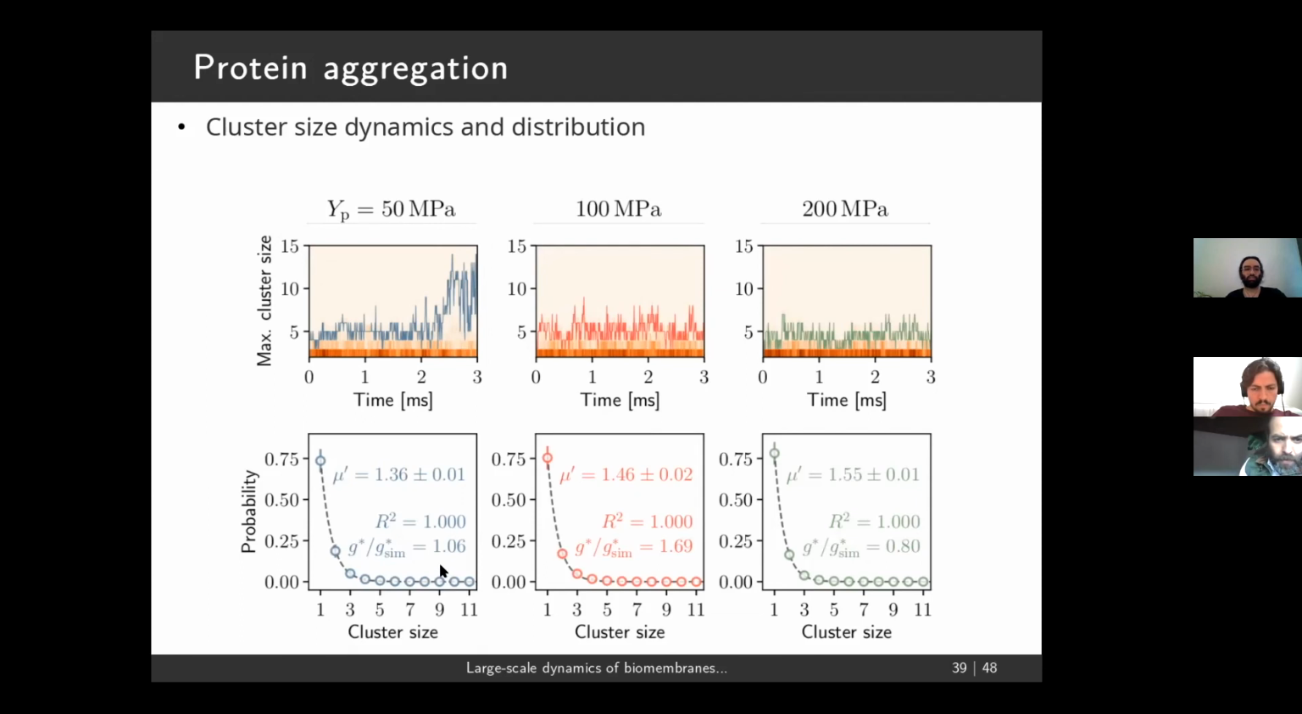So this is a very successful observation of the matching between this clustering theory and what we obtained from the simulations, for which we have not included any direct interaction between the proteins.